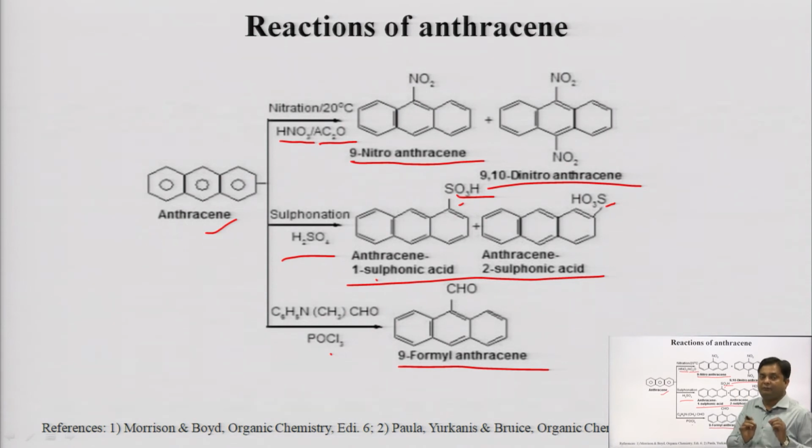You should keep the exceptions in your mind. Sulfonation occurs at the first and second position, and we are getting a mixture of first and second substituted anthracenes. In case of nitration we are not using a mixture of HNO3 and H2SO4, we are using a mixture of HNO3 in acetic anhydride. And anthracene also gives formylation. Formylation occurs at the 9th position.